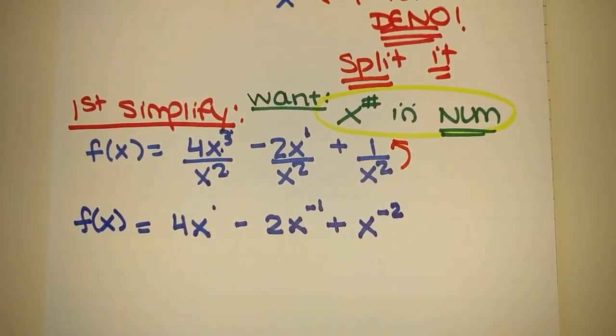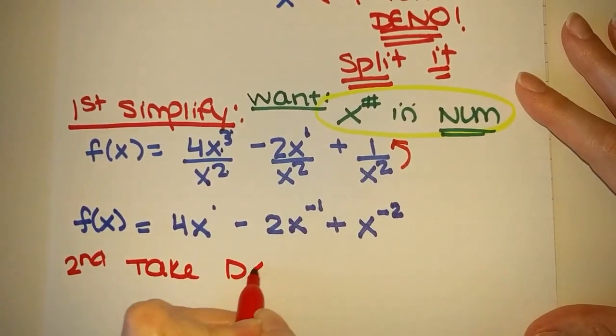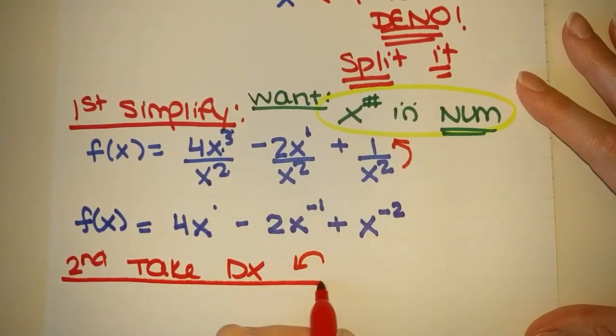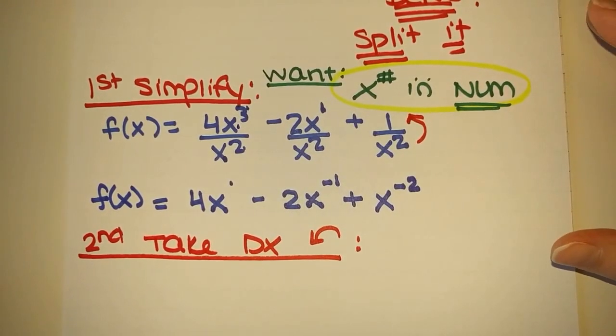So once we have our simplifying done, then our second step is we take the derivative, and that's where we do the whole bring down, subtract 1, the standalone constant goes to 0. We use our derivative rules.